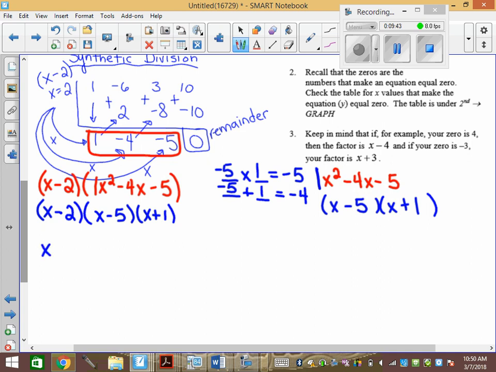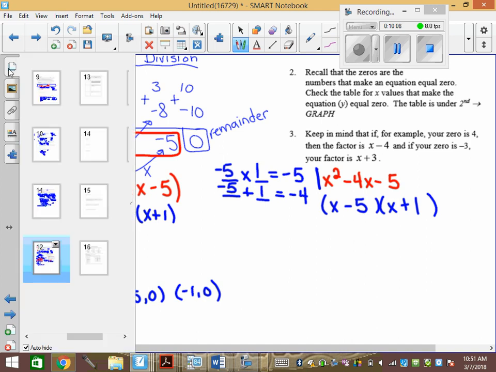So what would the x-intercepts be? So we'd have 2, 0, 5, 0, negative 1, 0. We agree? At maximum, we will have 3 because it's an x cubed. We agree? Okay.